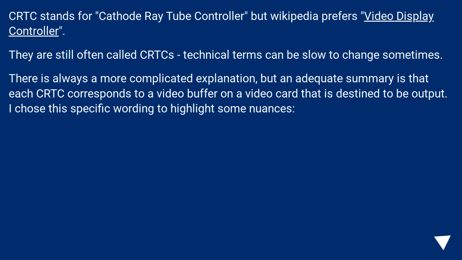CRTC stands for Cathode Ray Tube Controller, but Wikipedia prefers Video Display Controller. They're still often called CRTCs. Technical terms can be slow to change sometimes. There's always a more complicated explanation, but an adequate summary is that each CRTC corresponds to a video buffer on a video card that is destined to be output. I chose this specific wording to highlight some nuances.